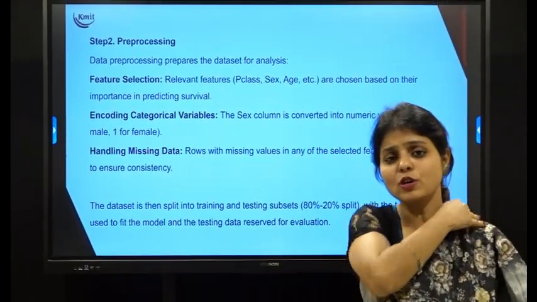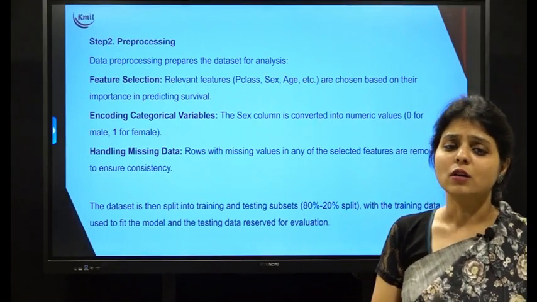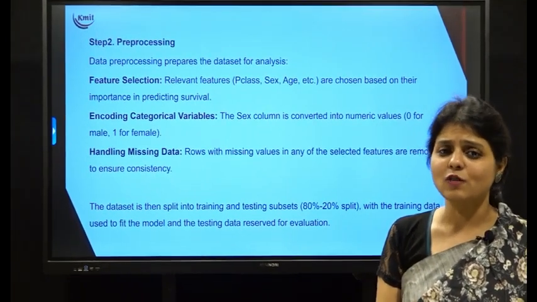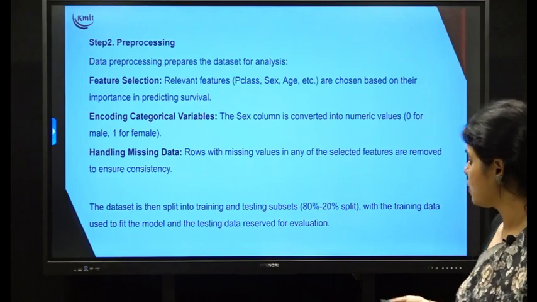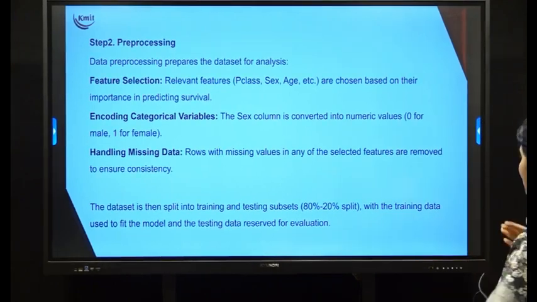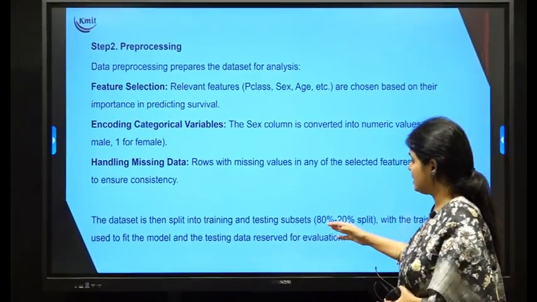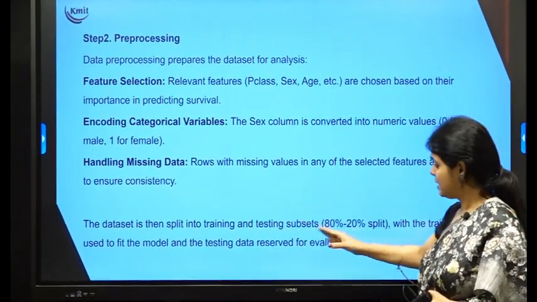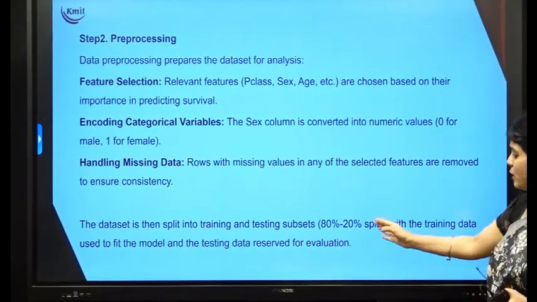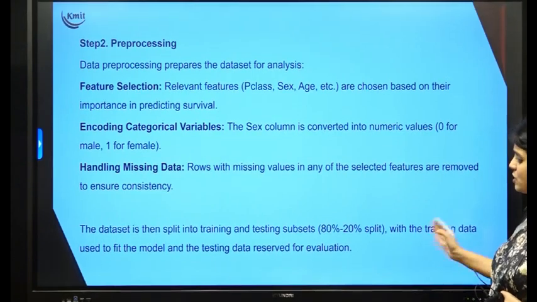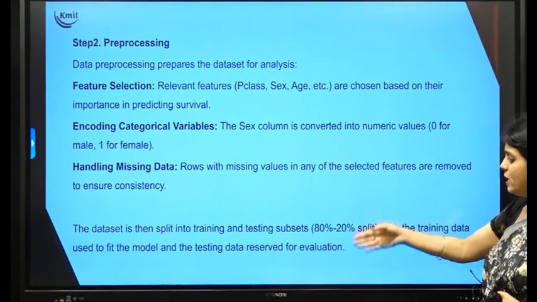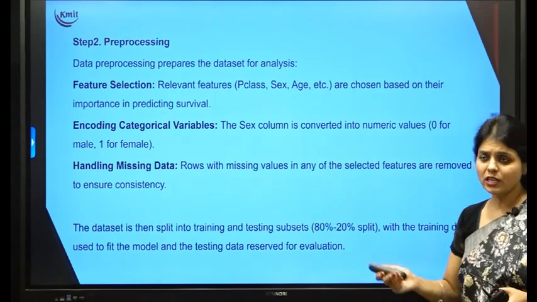So we also have to do some pre-processing wherein you handle the missing data, removing the missing values or replacing them with NaN. After I do pre-processing, I'll split the entire dataset into training and testing. 80% would be given for training and 20% for testing. The training data is used for fitting the model, and the test data is used for evaluation.